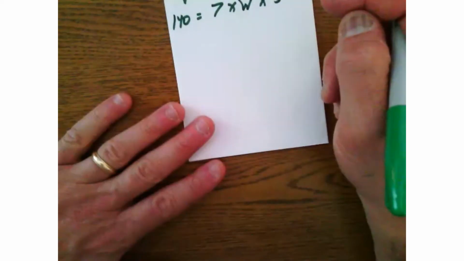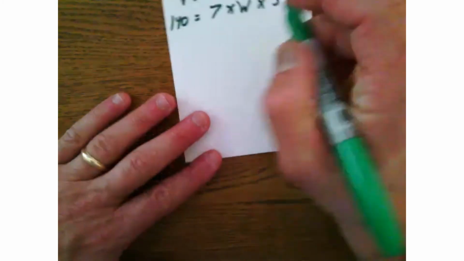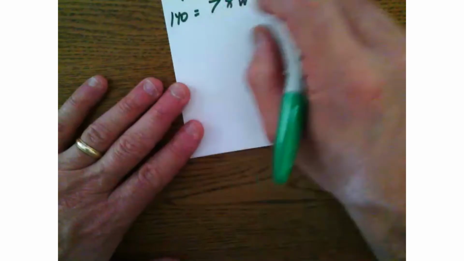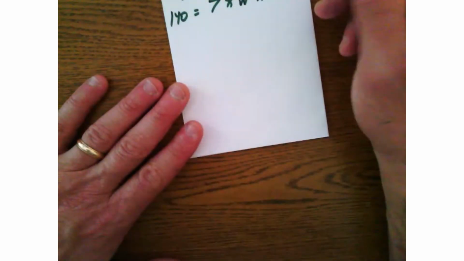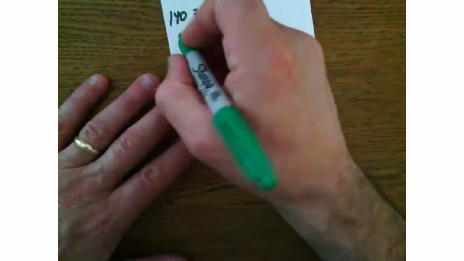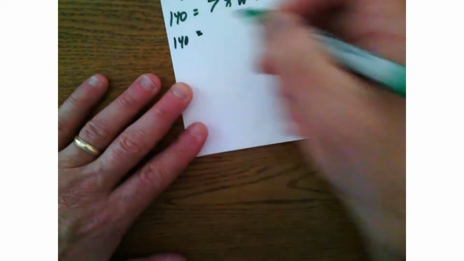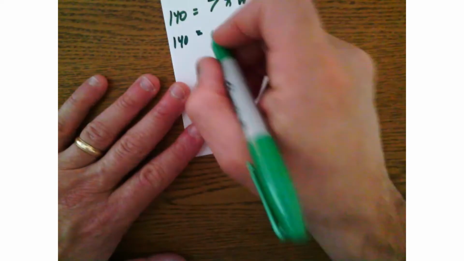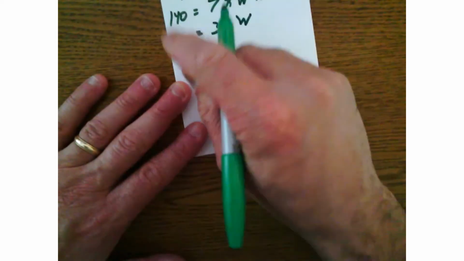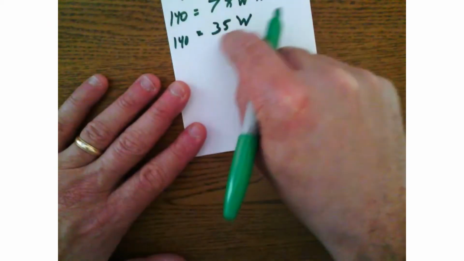Now I can use the commutative property of multiplication, and that's what helps me out a ton here. It says I can multiply in any order. So basically I can do 7 times 5. I know that one, and then I can worry about the rest later. So I know 140 equals 7 times 5, 35, and W, 35 W's, or 35 times W. This would be how you write it.